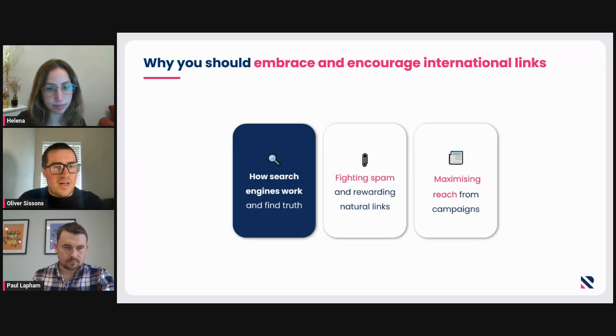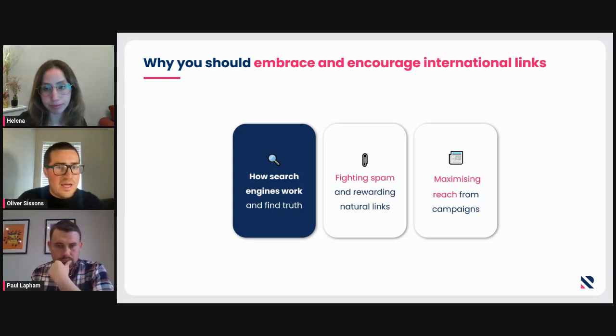So on the first slide, when we're thinking about how search engines work and where they find truth, we know that if a search engine is discovering a new brand, they're going to crawl that business's website first. They're going to try and pick up information from that site on where it's based, what industry it operates in, and what it's best known for. And they're going to use all of that information to determine what markets it should rank strongly in. They're going to find hints in the content itself, and also in the HTML code if you're using hreflang tags or just general language HTML tags as well.